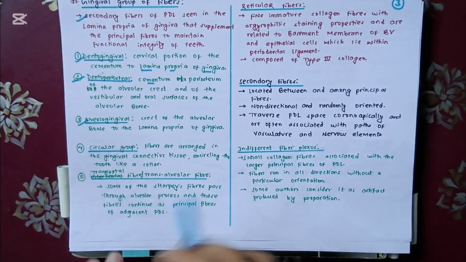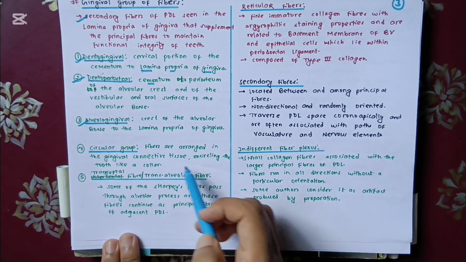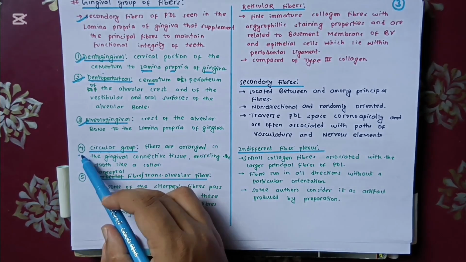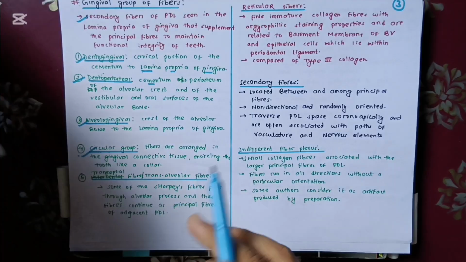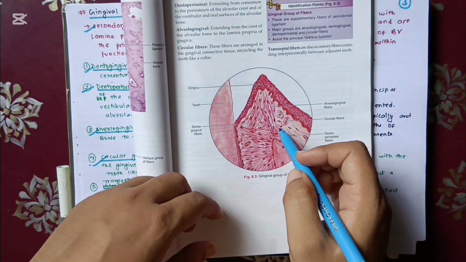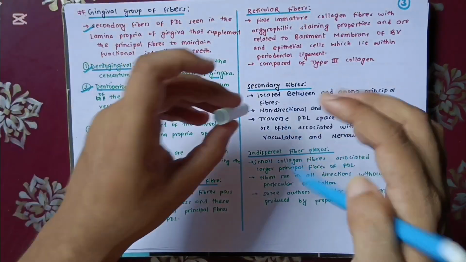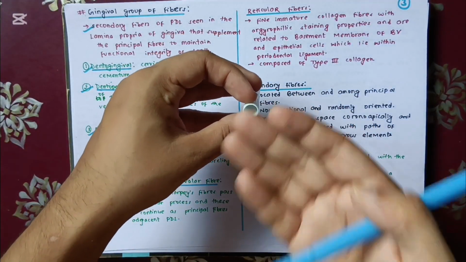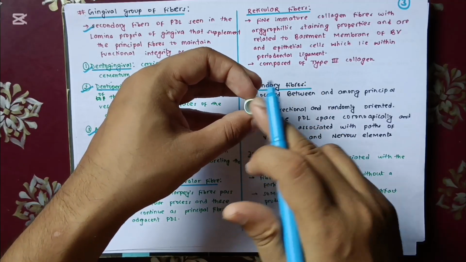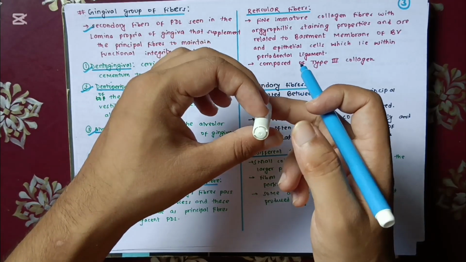After that, the circular group of fiber are arranged in the gingival connective tissue encircling the tooth like a collar. So this is also very simple. You shouldn't be confused in this. Just think this is a tooth and I am seeing it from above. So this is the cusp, and this is the root of the tooth.